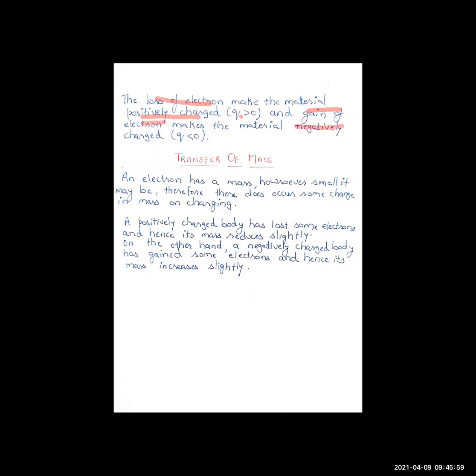So children, when you are removing an electron or adding an electron, you are just talking about charges, but as you know, the electron has mass. We know it is very small, but still the electron has some mass. So children, when you are removing the electron from the atom or adding an electron to the atom, there is some transfer of mass also, right?